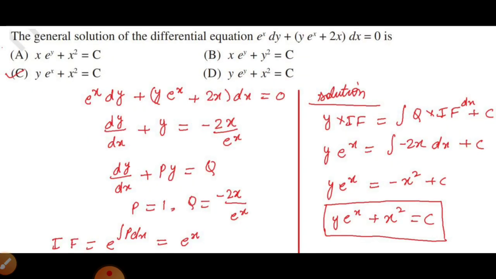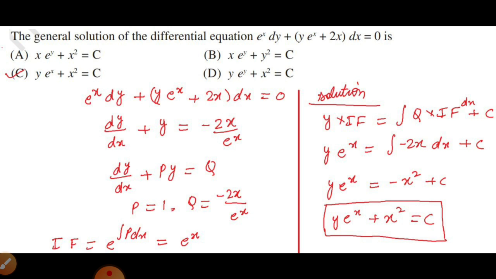Another question we can have, this is e to the power x dy plus (y e to the power x plus 2x) dx. Again rearranging the terms, we will have that dy by dx plus y equals minus 2x upon e to the power x. So this is a linear differential equation form.